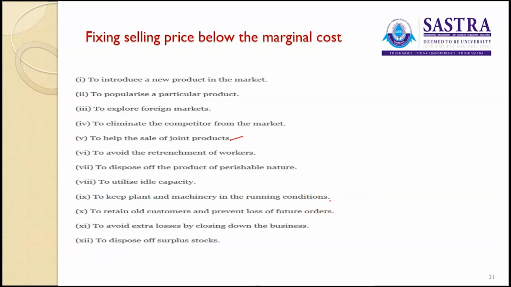You want to have machineries running to retain your old customers and prevent loss of future orders. So when you want to retain your customer base, then you can go for cutting your prices to avoid extra losses by closing down the business. Instead of shutting down, you can go for a reduction in your selling price. Then to dispose of your surplus stocks. Surplus stocks means when you have excessive stock, and you maintain the excessive stock within your godown itself, it will lead to deterioration in quality and other losses. So we can go for disposing of your stock even at lower prices, at least to cover the minimum cost of your production.